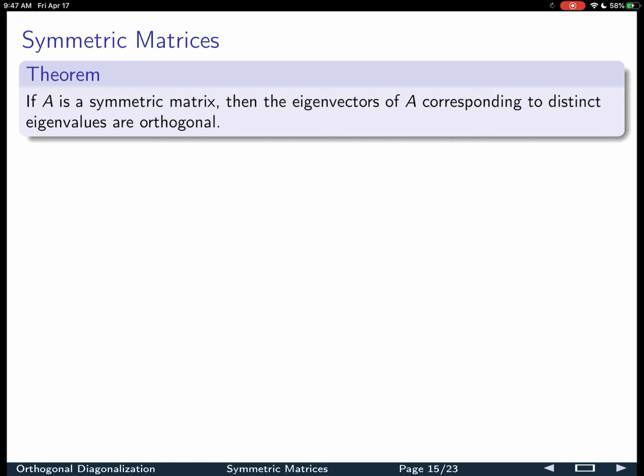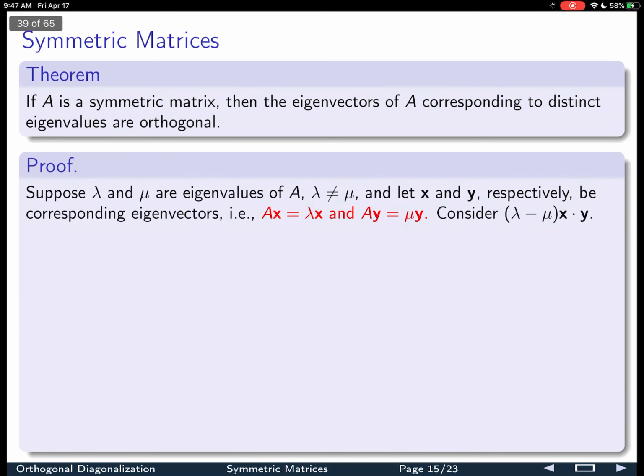If A is a symmetric matrix, then the eigenvectors of A corresponding to distinct eigenvalues are orthogonal. Yeah, I said that. This is actually a cool proof. So what's going on here is, suppose that we've got two different eigenvalues, lambda and mu. And lambda and mu are not equal to each other. And so they both have corresponding eigenvectors. X corresponds to lambda and y corresponds to mu. And then we look at this dot product. We can use properties of dot products to change this thing around.